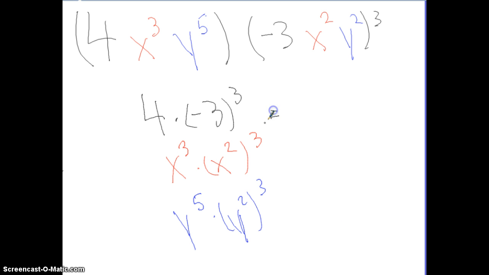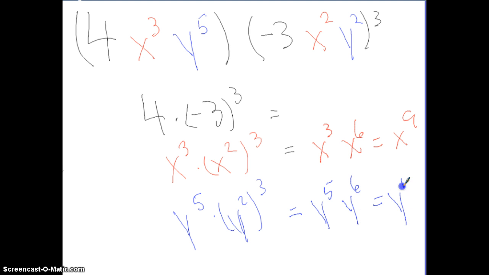And so that's 4 times negative 3 to the third. Let's do that last. Let's use red. 2 times 3 is 6. X to the 6. And then the rule to multiply two exponents is to add. In the y's, 2 times 3 is again 6. I've got y to the fifth times now y to the second times y to the third is y to the sixth, and the rule for this exponent is to add.